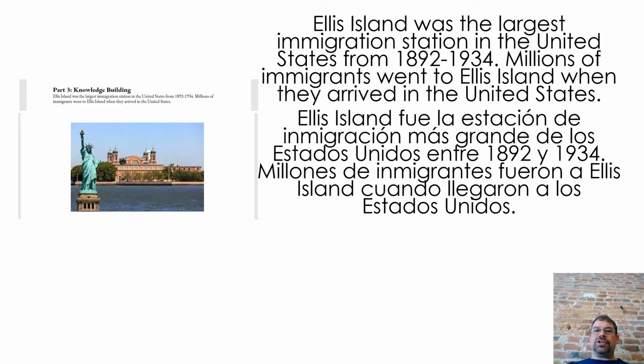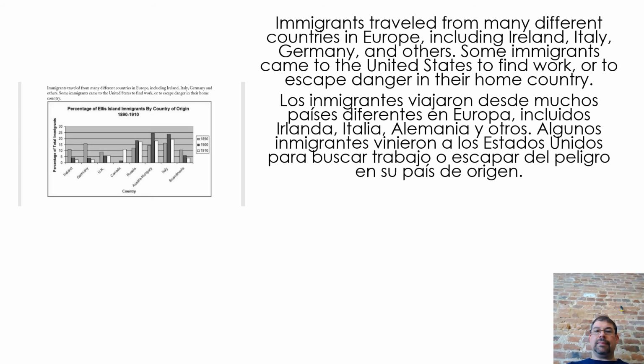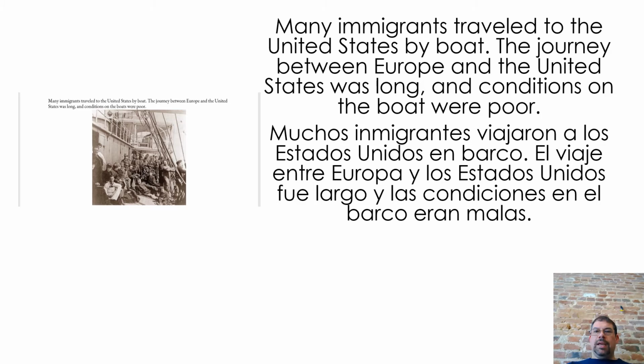Ellis Island was the largest immigration station in the United States from 1892 to 1934. Millions of immigrants went to Ellis Island when they arrived in the United States. Immigrants traveled from many different countries in Europe, including Ireland, Italy, Germany, and others. Some immigrants came to the United States to find work or to escape danger in their home country. Many immigrants traveled to the United States by boat. The journey between Europe and the United States was long, and conditions on the boat were poor.